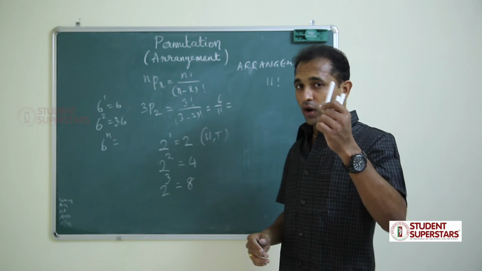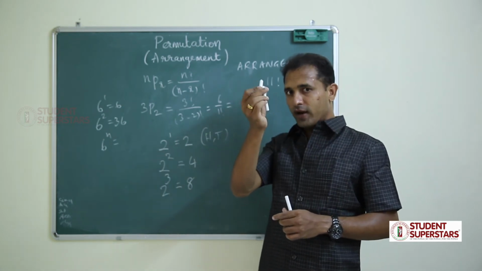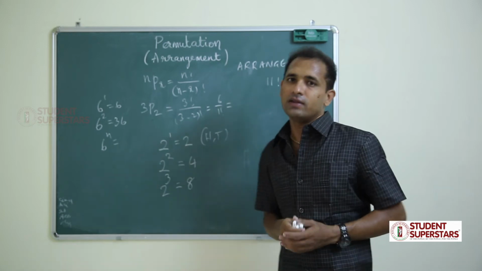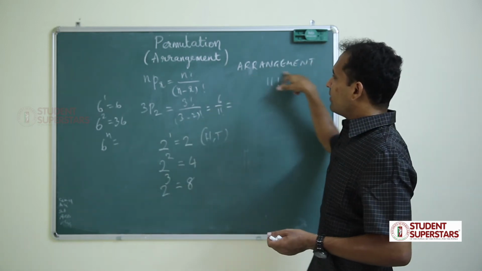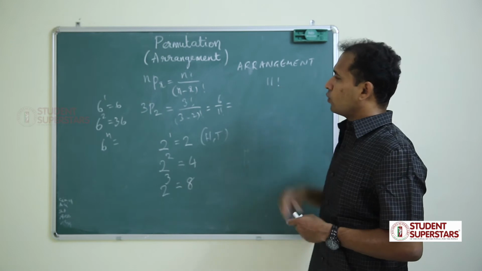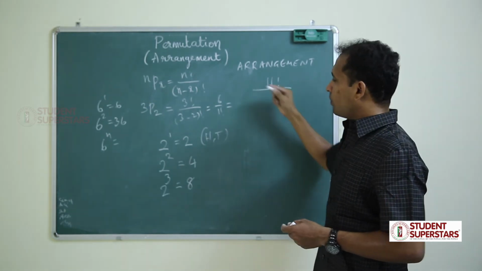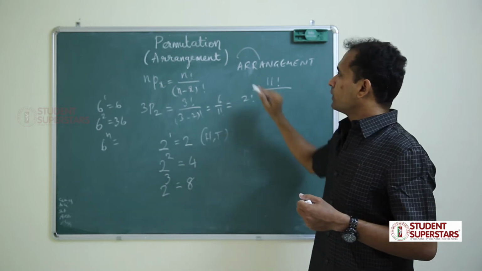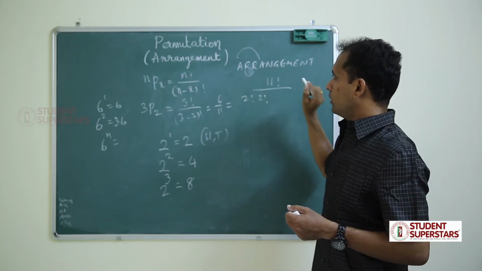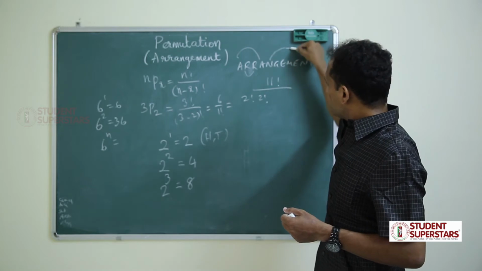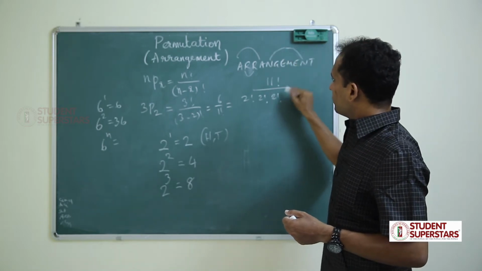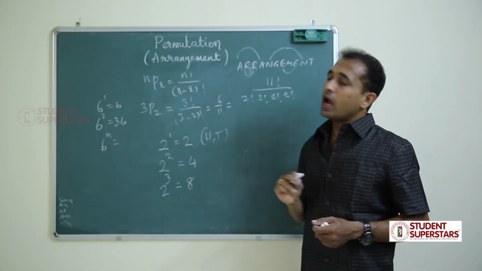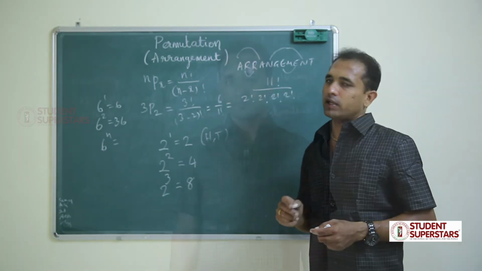For one chalk piece, 1 factorial. 2 chalk pieces, 2 factorial, which is 2: 1, 2 and 2, 1, right? 3 chalk pieces, 3 factorial. Same way, for ARRANGEMENT, 11 letters are there. So 11 factorial divided by the number of repetitions. A 2 times, so 2 factorial. R 2 times, 2 factorial. N 2 times, 2 factorial. E 2 times, 2 factorial. So this many ways we can arrange the letters of the word ARRANGEMENT.